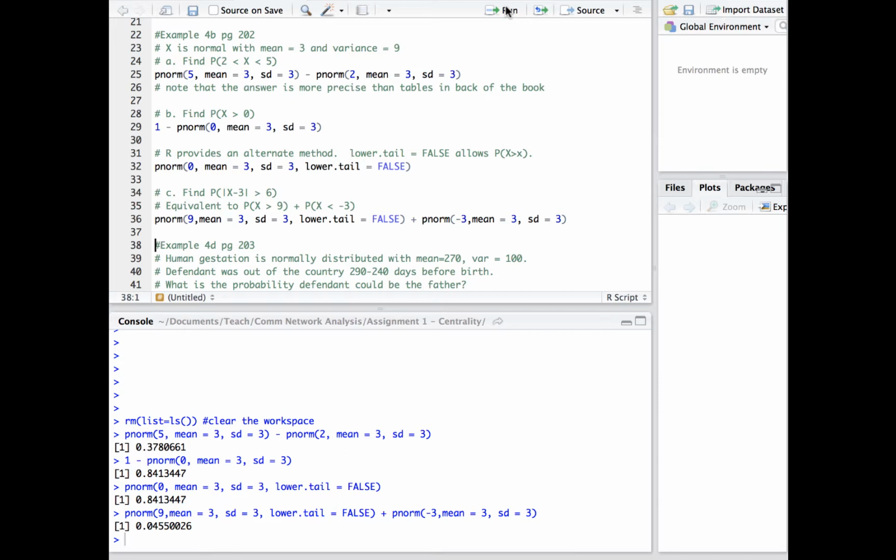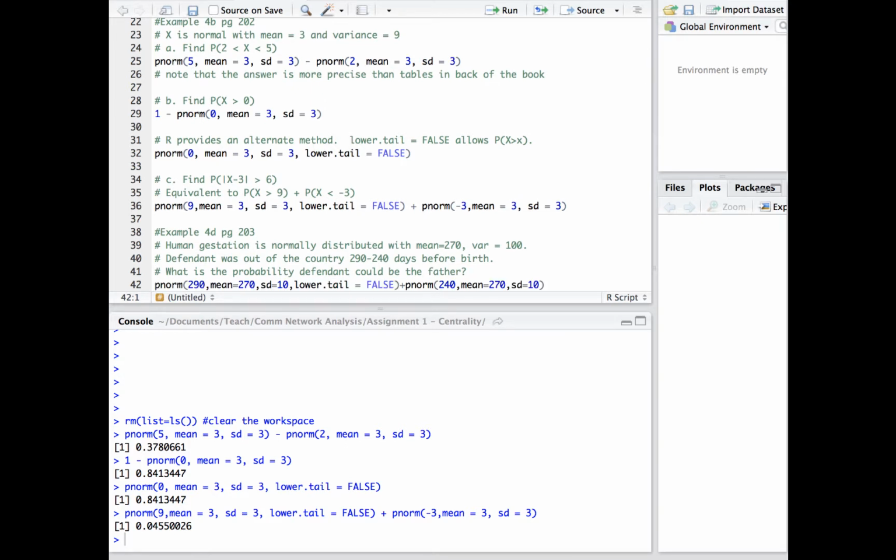Example 4d on page 203 of your book says that human gestation is normally distributed with a mean of 270 and a variance of 100. They're talking about a court case where a defendant in a paternity suit is saying, hey, he was out of the country from 290 days to 240 days before the birth of the child. So what is the probability that the defendant could be the father?